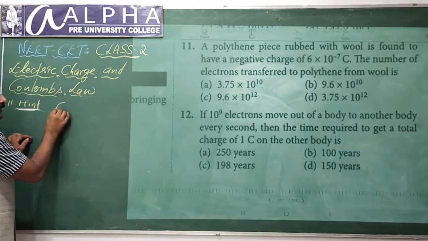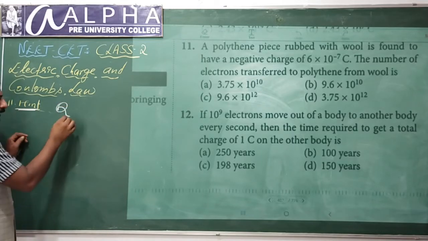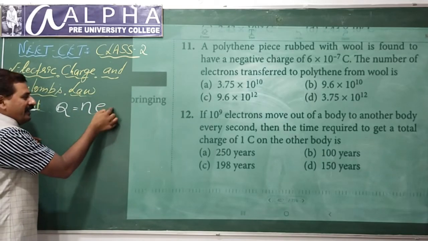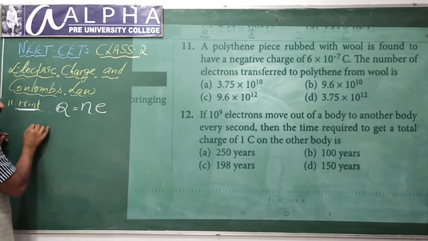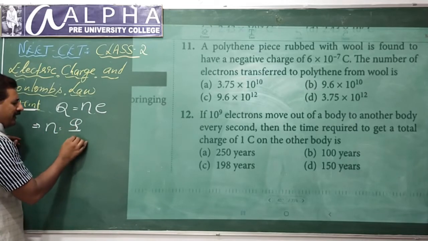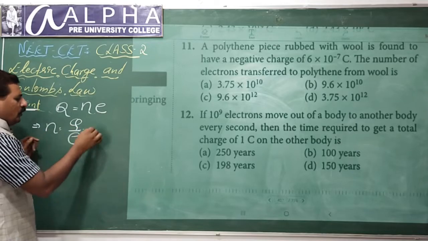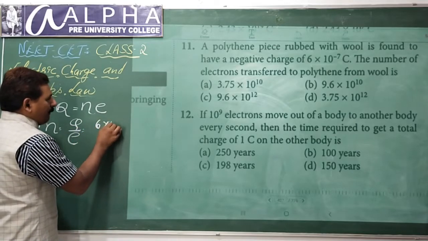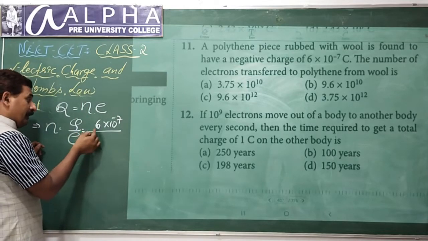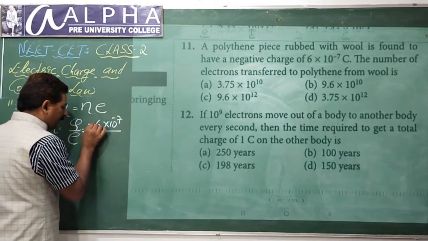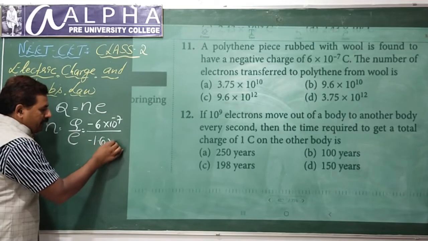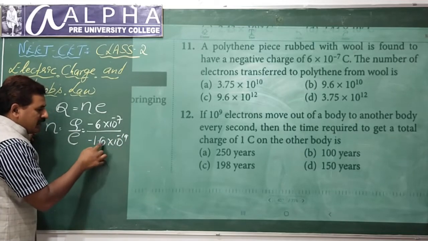What is quantization? The charge transferred due to rubbing is equal to N times E, where N is the number of electrons transferred and E is the value of the charge. That's all. Now we just need to solve for N to find the number of electrons. That's Q divided by E. Very simple approach. What is the value of Q? He says 6 × 10 power minus 7 coulomb charge has got transferred. That's corresponding to the charge of an electron, that's why I can write it as negative. And E, what is the charge of each electron? Minus 1.6 × 10 power minus 19. You know this, the elementary charge in nature.